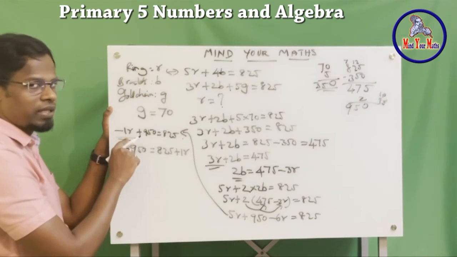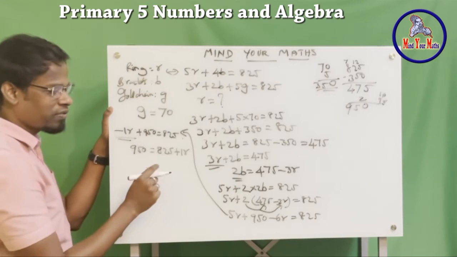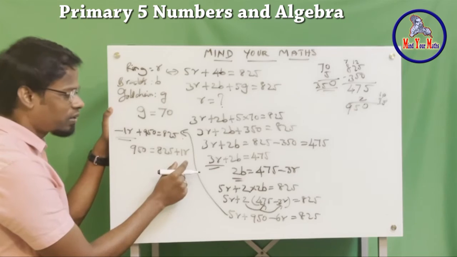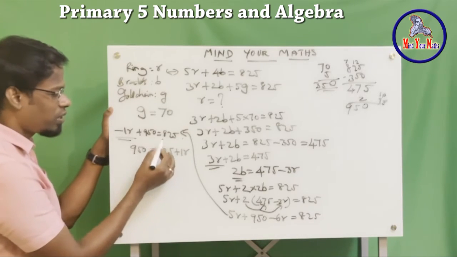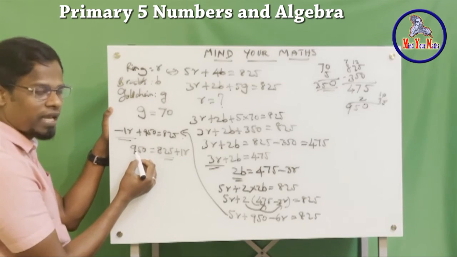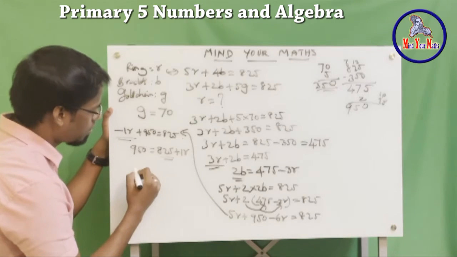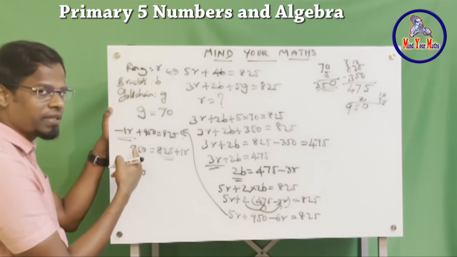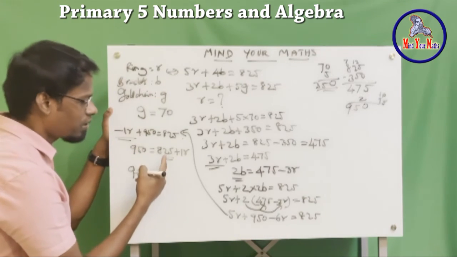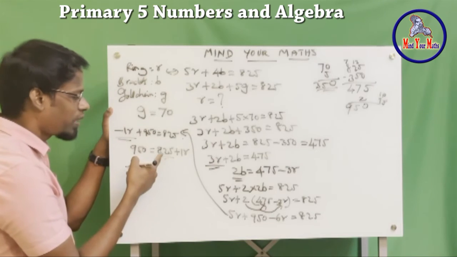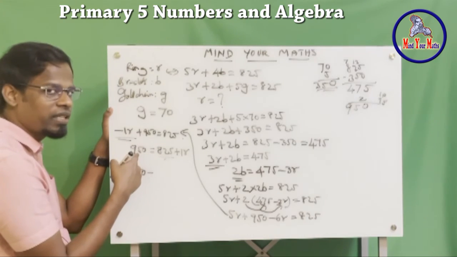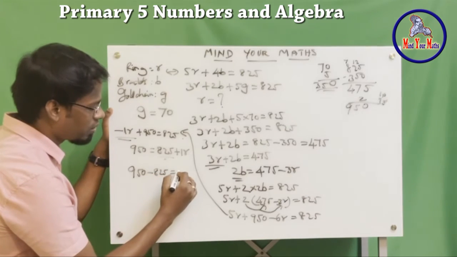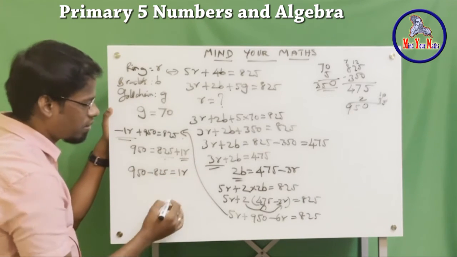So that's a math rule. Now we need to find the value of 1R, so we leave only the 1R on the right side and bring the 825 to this side. Now 950, when this value comes to this side, it becomes a negative number. Here we are adding, so when it comes to the other side of the equation, it has to be subtracted. 825 equals, we have 1R, right?